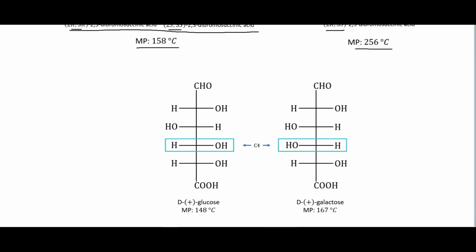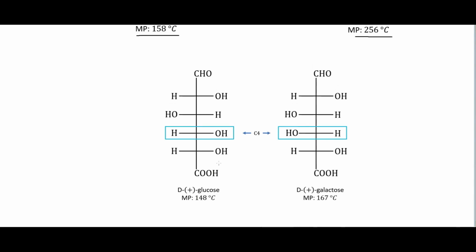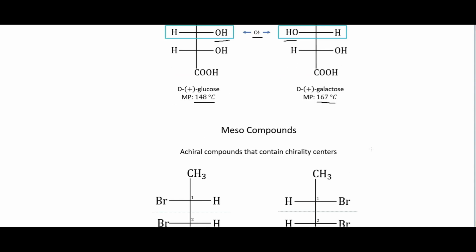So we can also see this with glucose and galactose. Glucose has this hydroxyl group pointing this way. The galactose just flips it to the other way, so this C4 hydroxyl group. So we go from D-glucose to D-galactose. In biochemistry, we call these epimers, which is just a fancy word for this type of diastereomers in sugars. But anyway, glucose has a melting point of 148 degrees Celsius and galactose of 167 degrees Celsius. And so again, this is just showing that these have different physical properties.